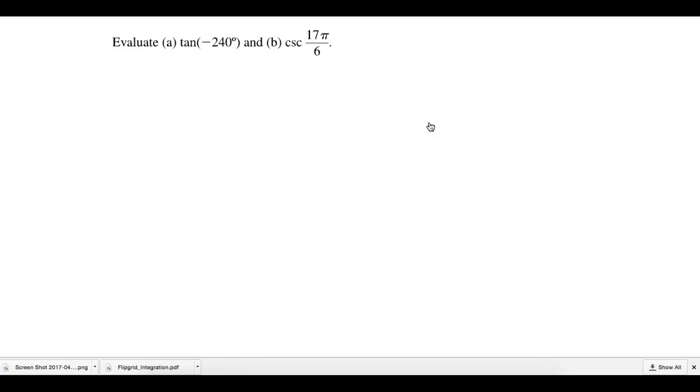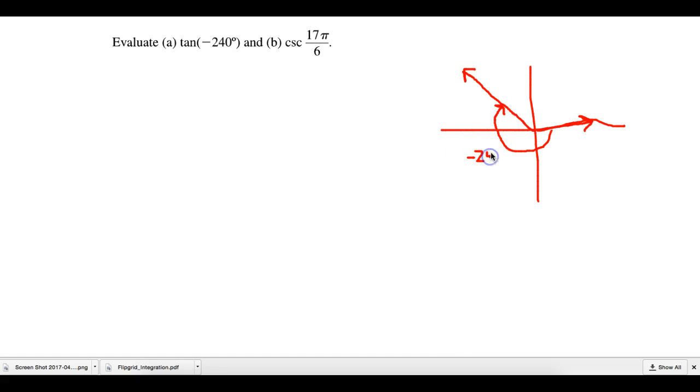So I'm going to go ahead and draw this for us. Here's our coordinate plane. Excuse a little bump right there. Here's our initial side. Now negative 240, if we go clockwise, this is 180, and we go up a little bit more, negative 240 is going to look like this for us. This right here is negative 240.